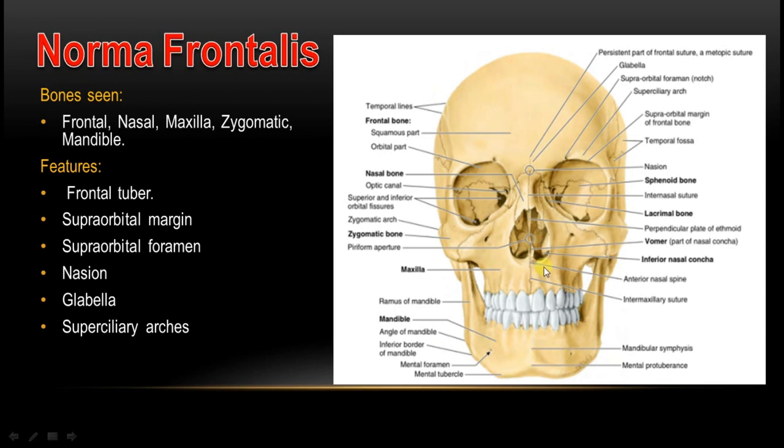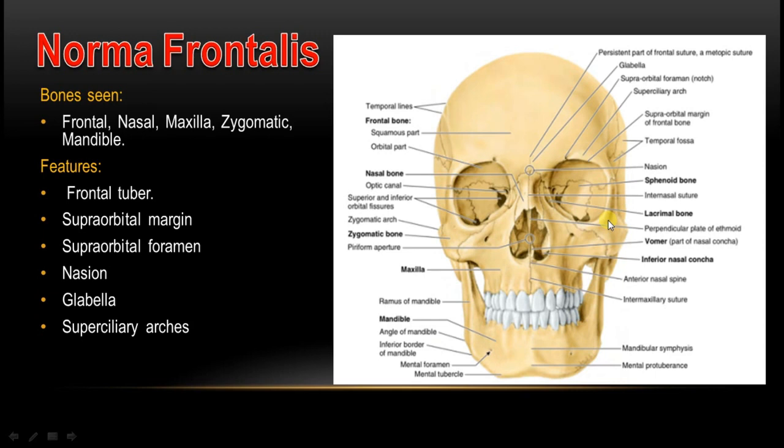One more foramen you see here is called the zygomatico-facial foramen. So, the supraorbital foramen, then the infraorbital foramen, then here the zygomatico-facial foramen, which transmits the nerve of the same name, the zygomatico-facial nerve.